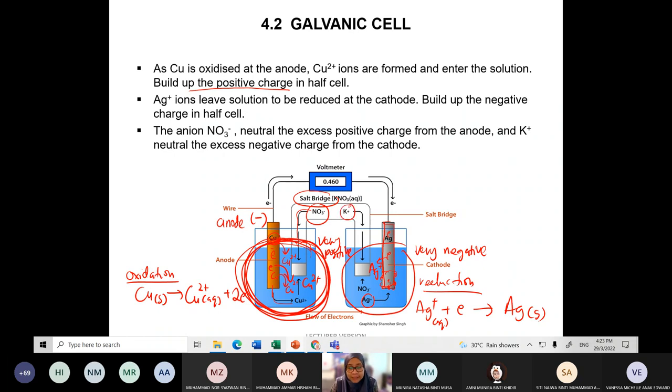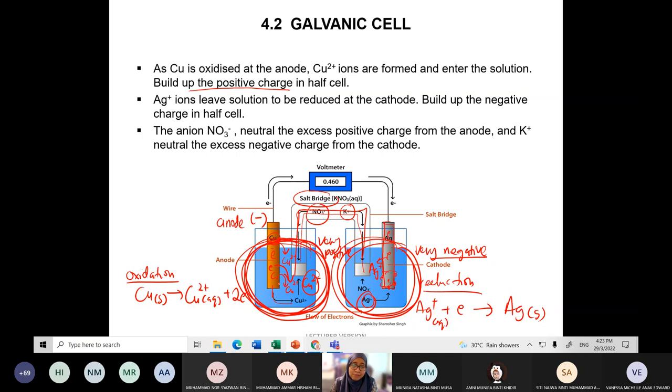Same goes to K plus. Sini jadi tadi very negative kan, so the K plus will be moving into this solution, into this half cell to neutralize the negative charge build up. Faham tak? Bukannya copper tu plus ni pergi bergerak dekat salt bridge, pergi pula dekat this half cell. Bukan Ag plus ni bergerak ke salt bridge, pergi to this cell.